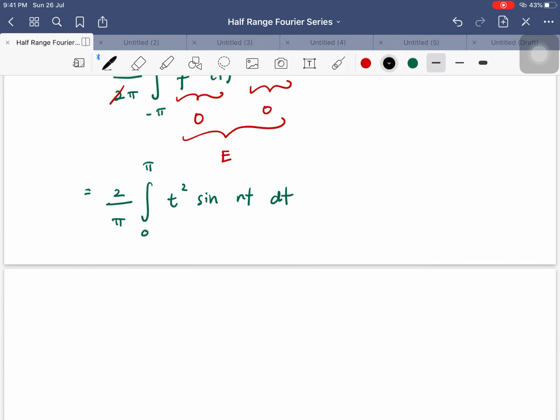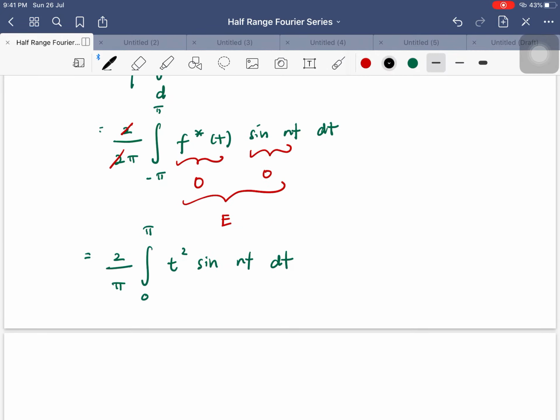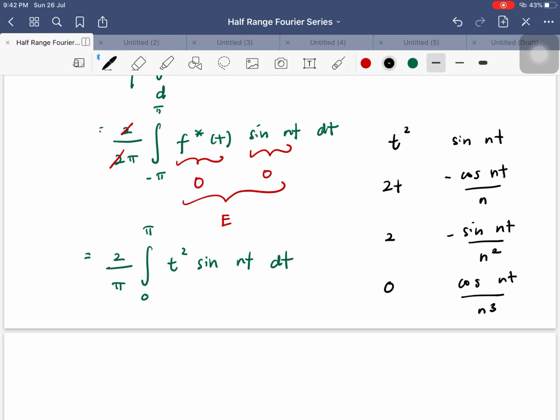Right, so now all I have to do is integrate. So my polynomial is going to be t squared and my trigonometric function is going to be sine of nt. So t squared is going to be 2t, 2 and 0. Sine is going to be negative cos of nt over n, then negative sine of nt over n square, and the last one is going to be positive cos nt over n cube. Right, so that will be the integration of sine, negative sine, and cos again.